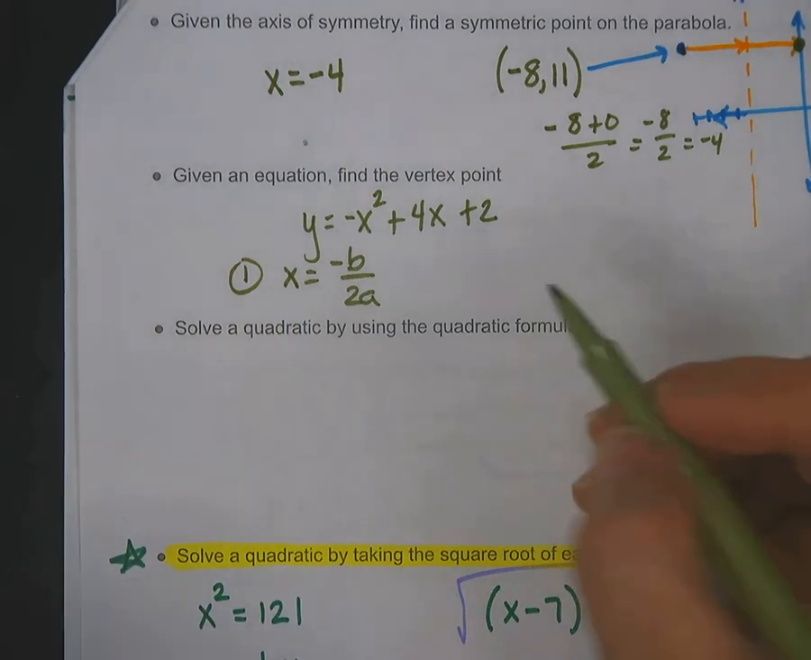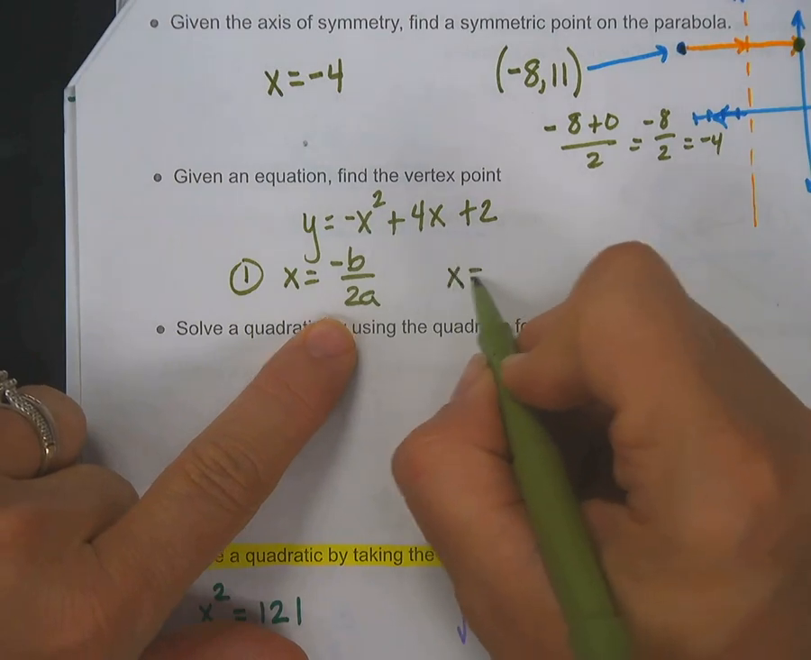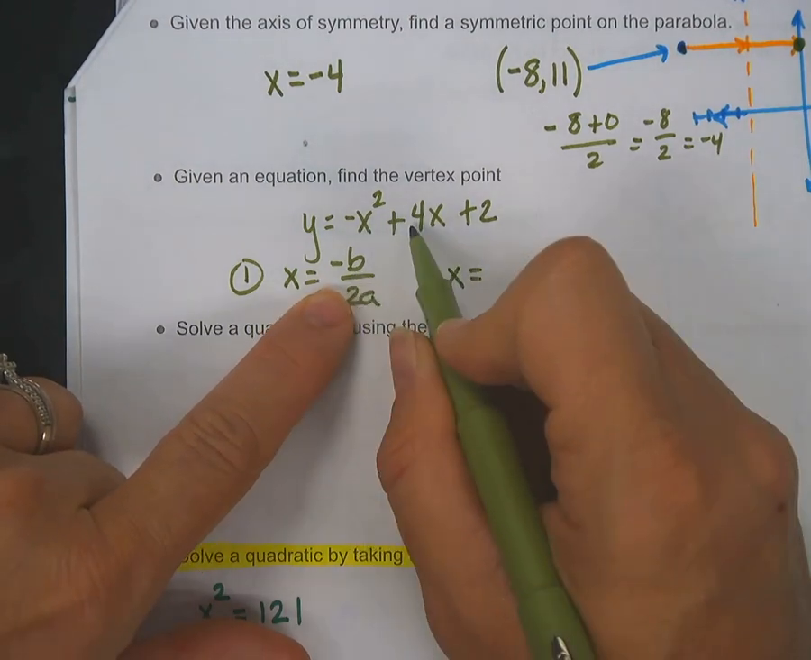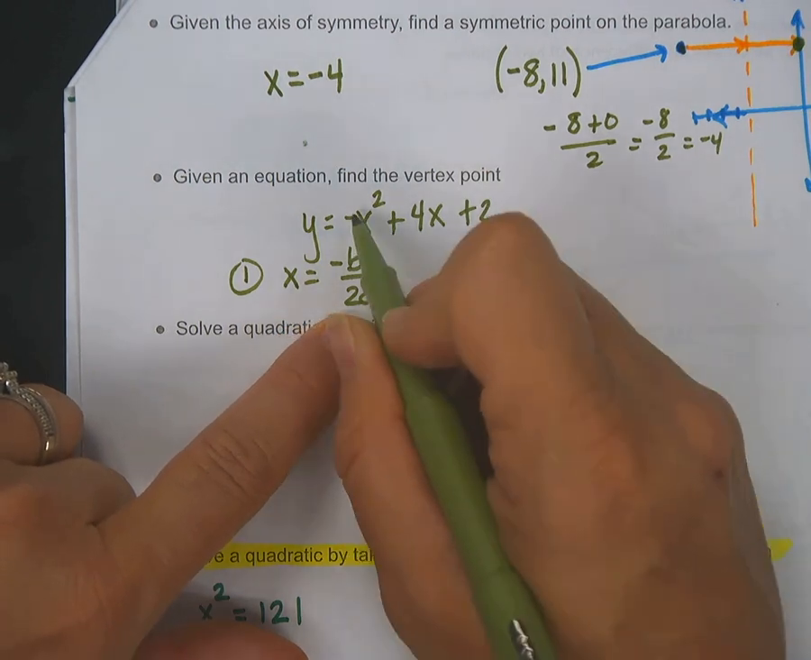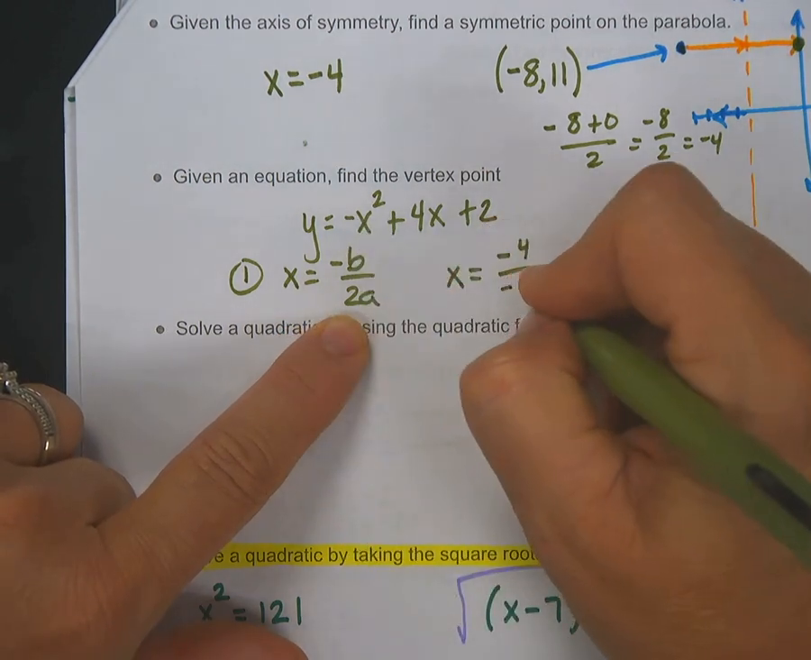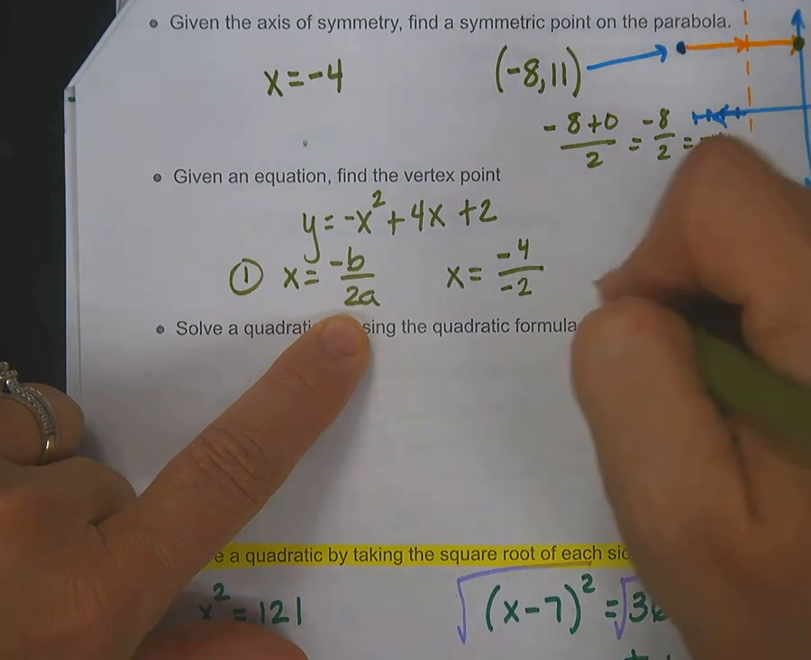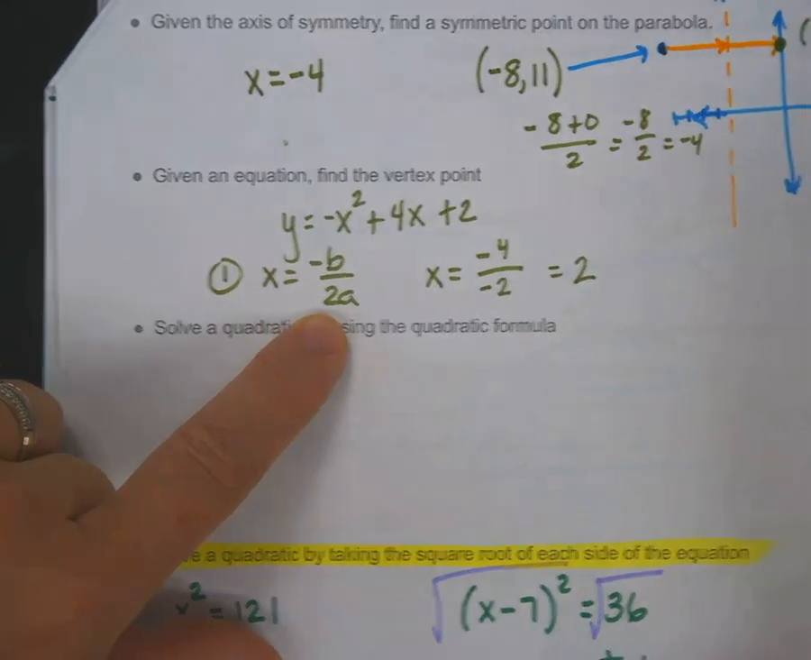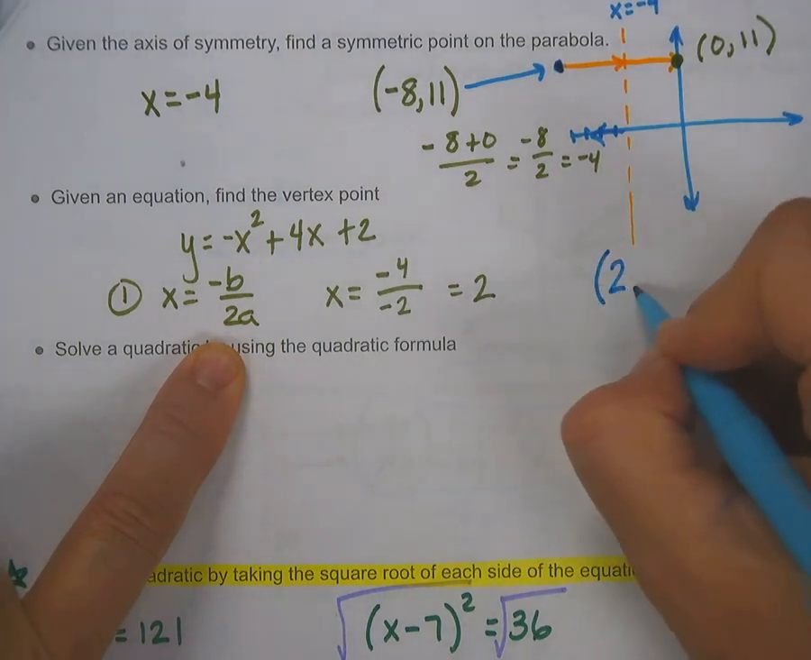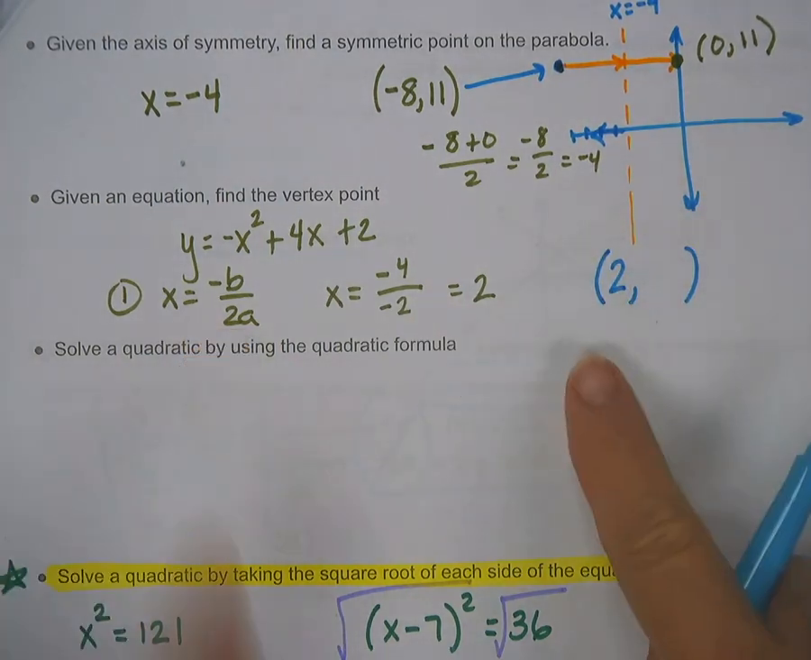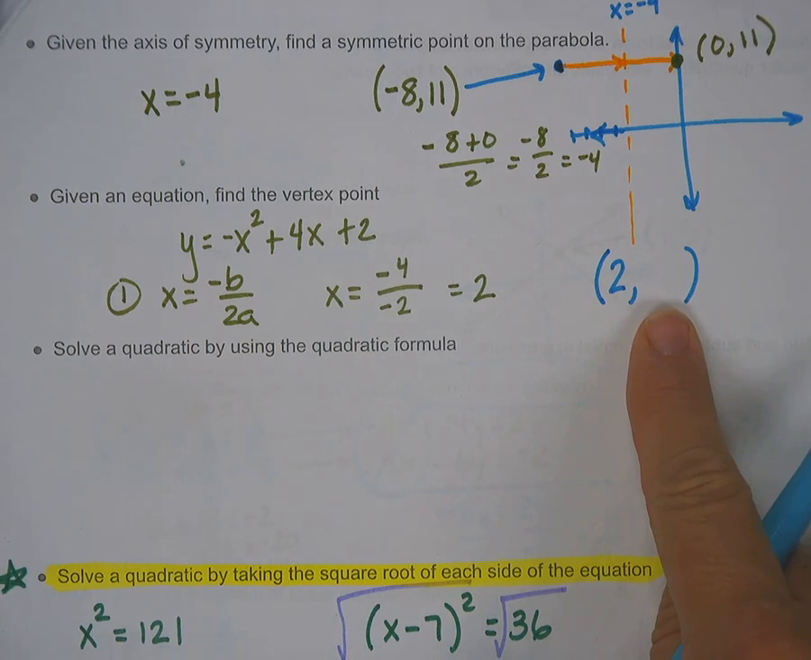So in this equation, we're going to do -b. So b is 4, so it's -4 over 2 times the a value, which is -1, so that's -2. So x equals 2 is our axis of symmetry. That means we just found half of our vertex. Our vertex point is (2, something).